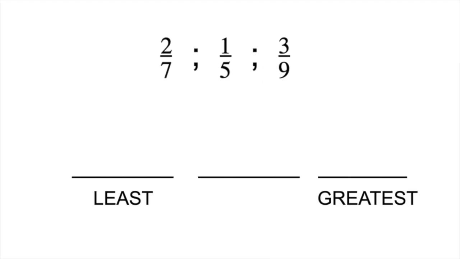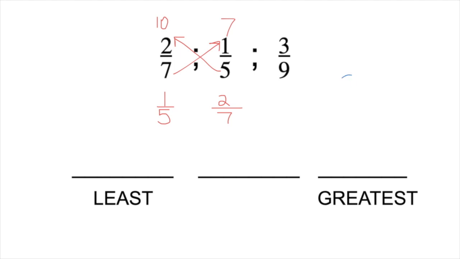The first strategy we will use is cross multiplication. So I would take two fractions, let's just take the first two, and cross multiply them just like we did when we would compare two fractions. So we have 7 times 1, 7, and 5 times 2, 10. So the least here would be 1/5 is the smaller, and then 2/7. Now all we have to do is compare 3/9 to one of those fractions. Why don't we compare 3/9 to 2/7 to see if it's bigger than 2/7 or less than 2/7?